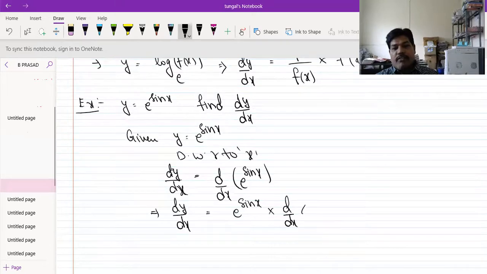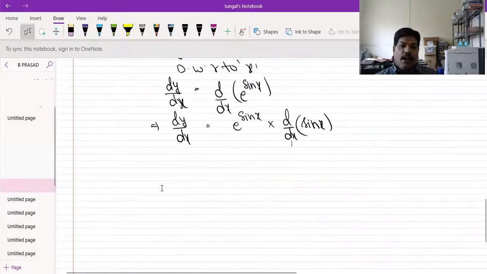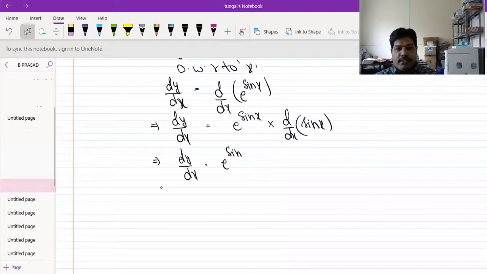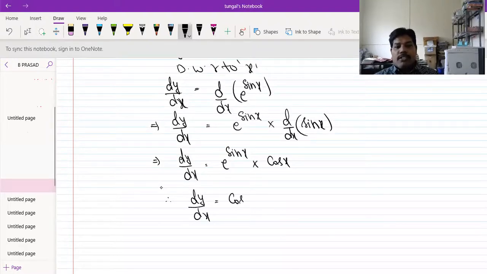What is the derivative of f of x? The derivative of f of x is sin x. So dy by dx will become e power sin x into the derivative of sin x, which is cos x. Therefore, dy by dx is equal to cos x into e power sin x.